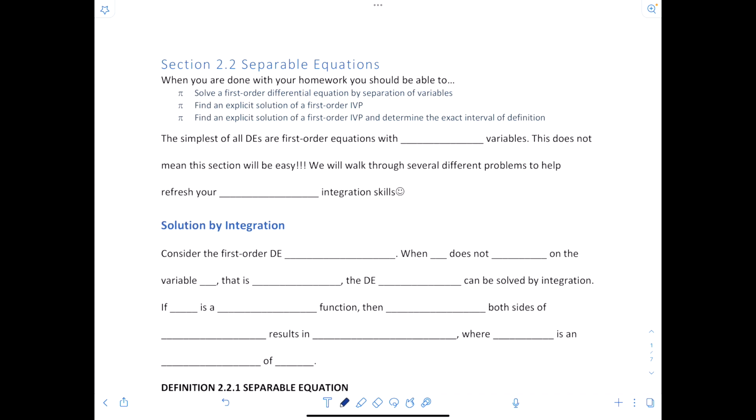You got this. All right, so the simplest of all differential equations are first order equations with separable variables. This does not mean, like I was saying, this section will be easy. We'll walk through several different problems to help refresh your amazing integration skills.